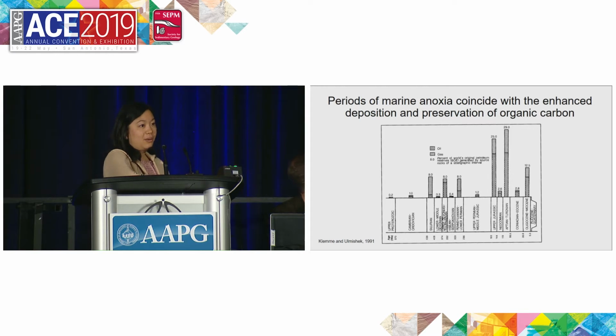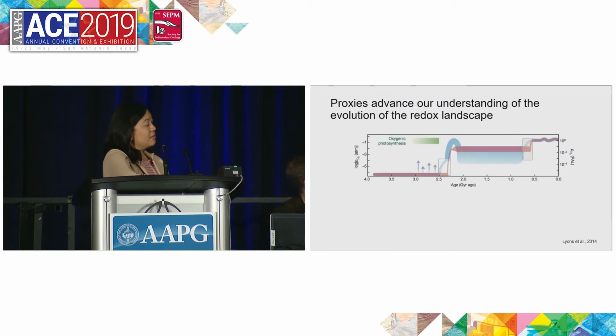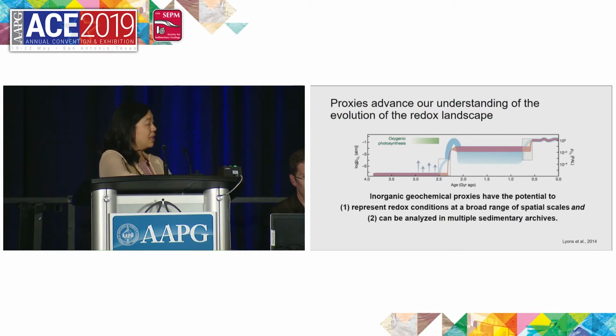It's really difficult to know what oxygen concentrations in the oceans were like. We can't go back and measure them, and so we have to rely on proxies. And so proxies have already done a huge amount of work in advancing understanding of how redox conditions have changed through the past. So this is a cartoon showing the inferred evolution of atmospheric oxygen through time. And you can see that there's quite a bit of topography that has come about from using inorganic proxies for redox conditions. And I'm focusing on inorganic proxies primarily because they can represent redox conditions at a broad range of spatial scales and at different sensitivities. And they can be analyzed in multiple sedimentary archives, so they can be compared.